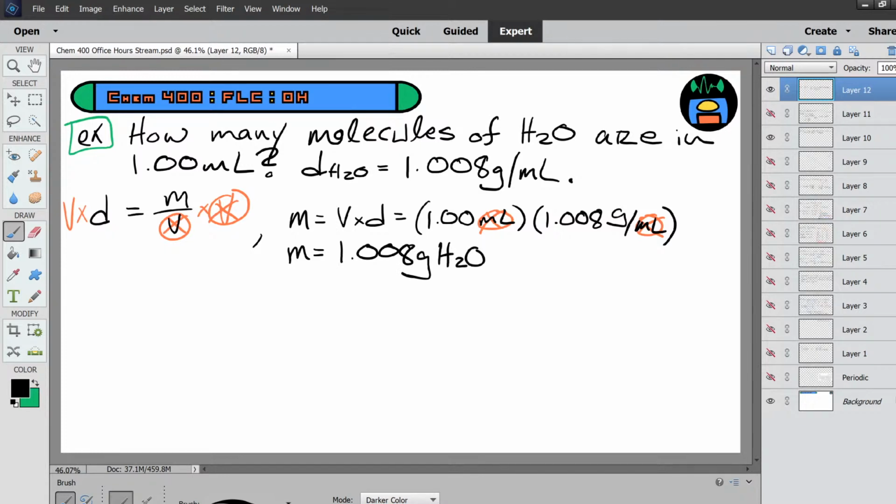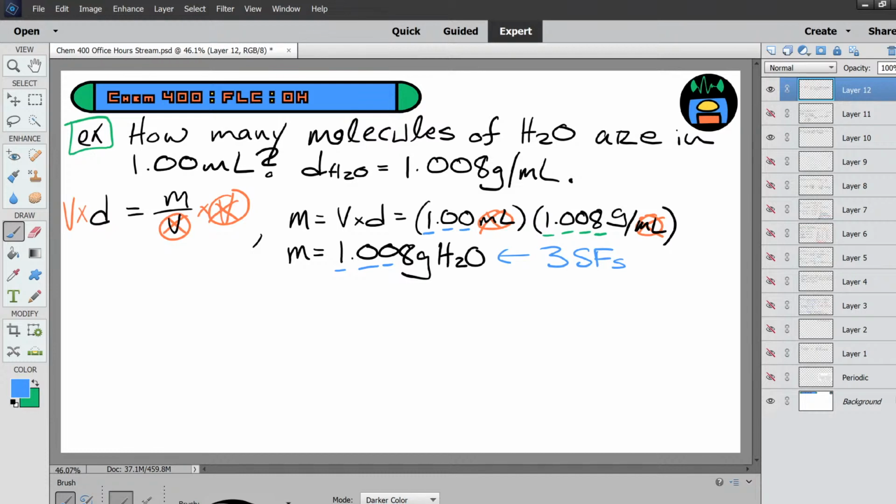Now, when we look at our sig figs, our volume has 3 sig figs. Our density has 4. So our answer, the product of these two quantities, can only have 3 sig figs. I'm going to wait to round to the end of this problem, but I'm putting these lines to remind myself that this number only has 3 sig figs.